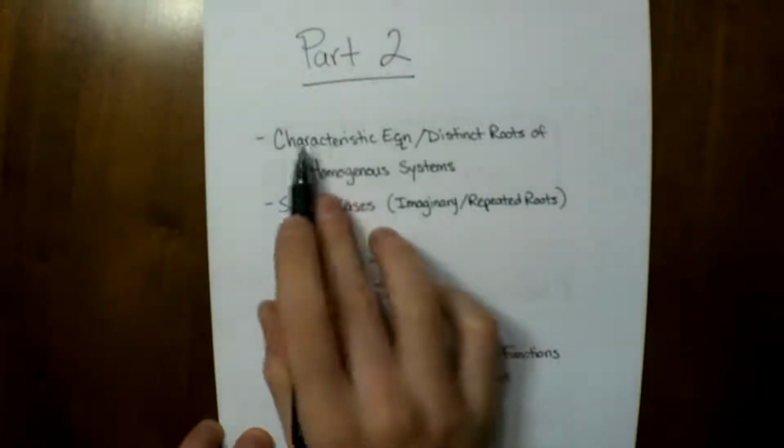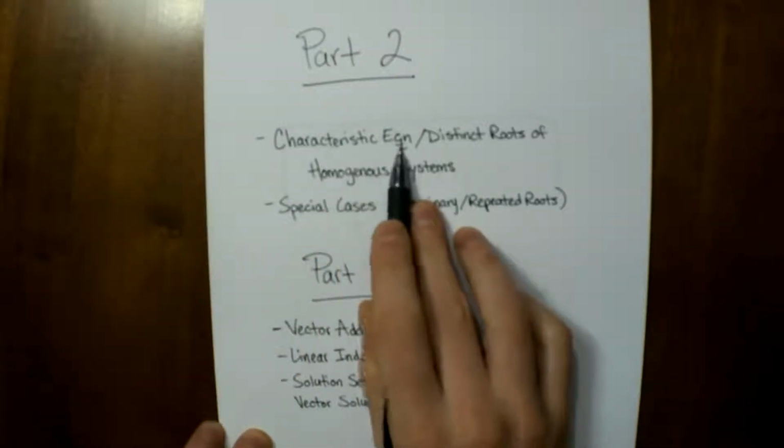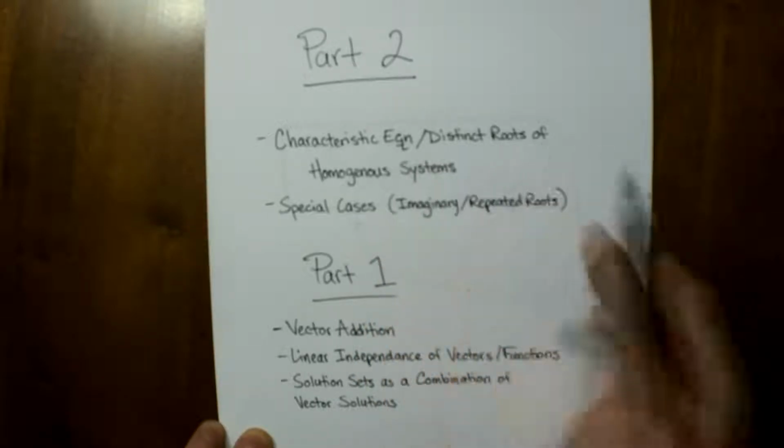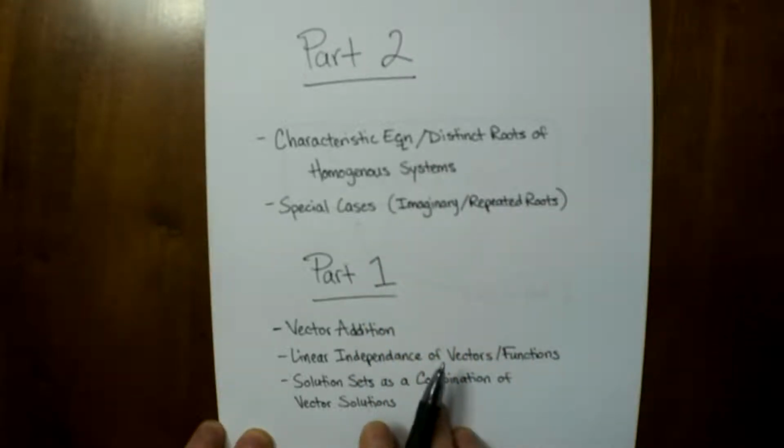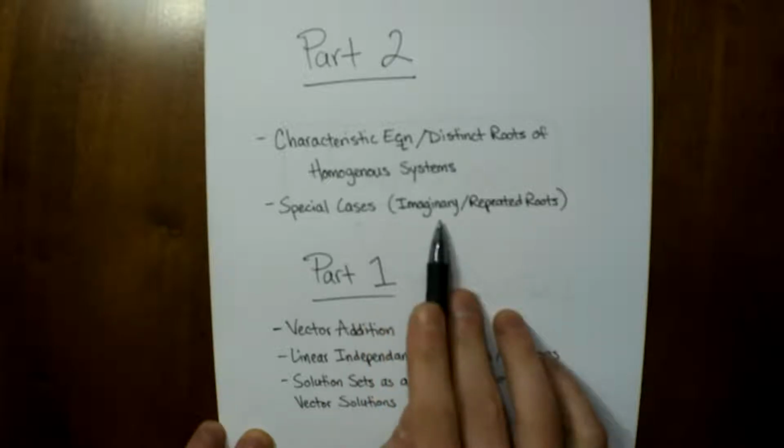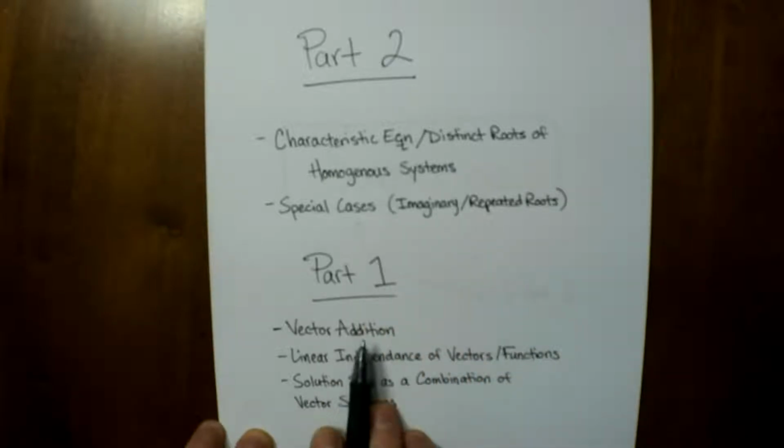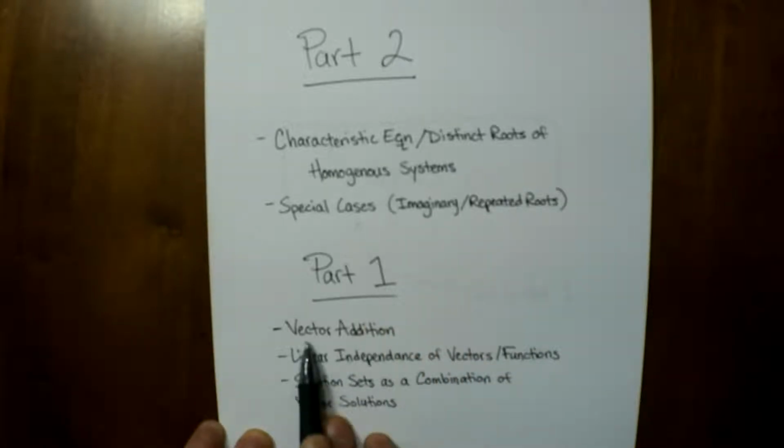In this part, we'll be covering the characteristic equation, which you've all been waiting for. We'll discuss how to find the distinct roots of homogeneous systems, and we'll address the special cases, namely imaginary and repeated roots.